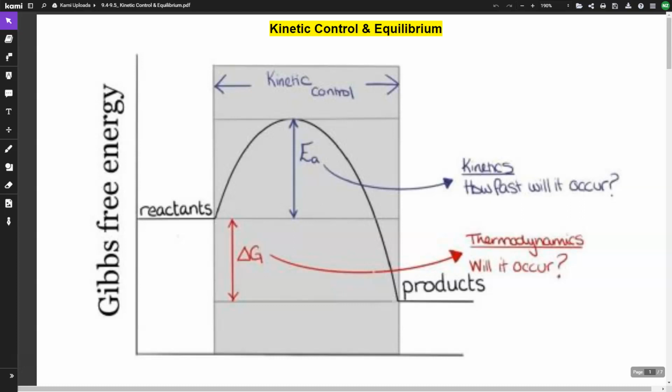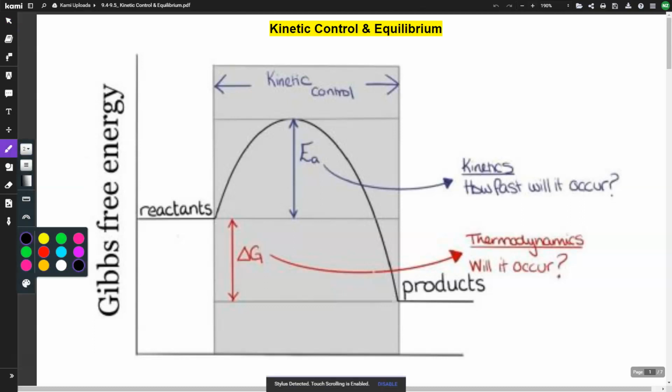Alright, in this video we're going to go through kinetic control and equilibrium. Okay, so this should look somewhat familiar. We've seen these reaction diagrams before. Okay, so I want to look specifically at the first part here. In the top part of our diagram, we know that we've got our activation energy. We have a certain amount of energy that we have to achieve for the reaction to take place.